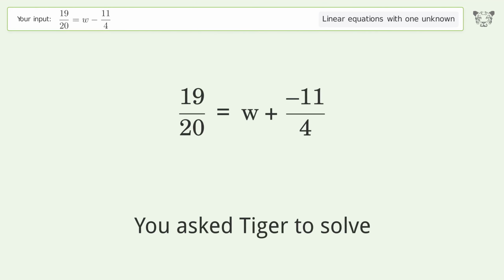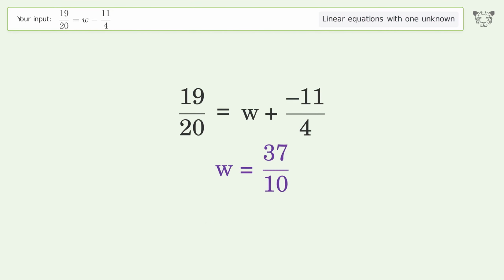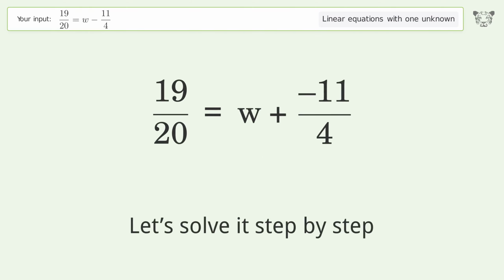You ask Tiger to solve. This deals with linear equations with one unknown. The final result is w equals 37/10. Let's solve it step by step.